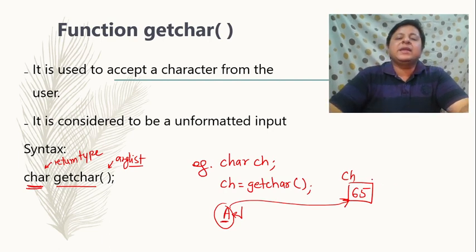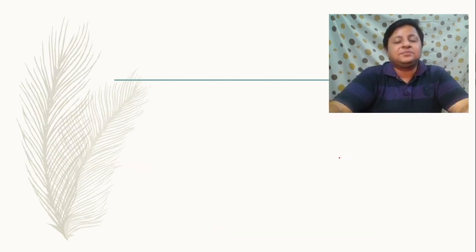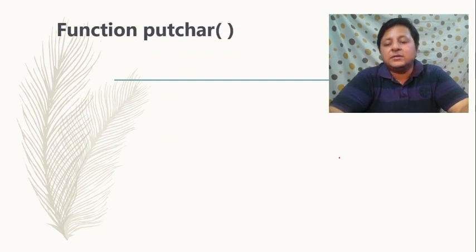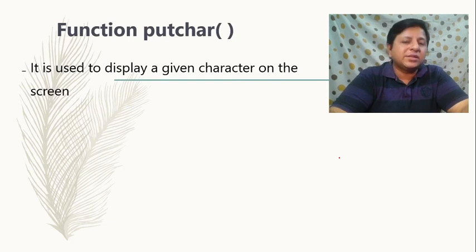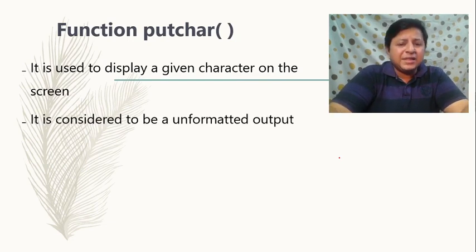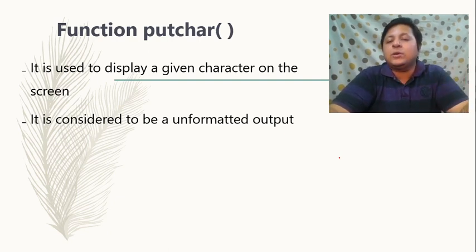Let's go ahead next with putChar, how exactly I can display a character. The function putChar will be used for displaying a given character on the screen. As getChar was unformatted input, putChar is unformatted output, because again it does not work with all formats, it only works with the single character format.